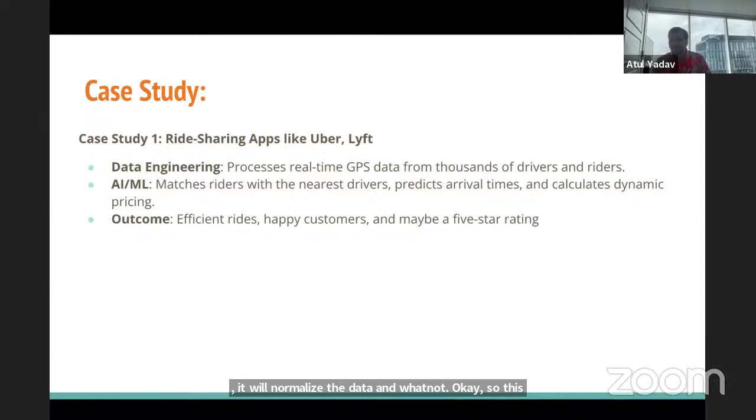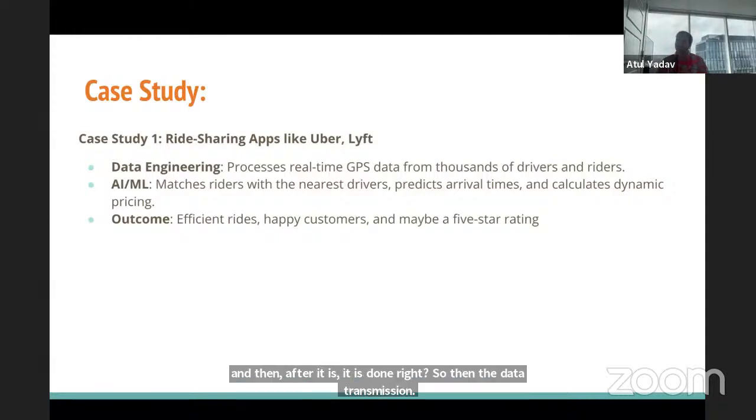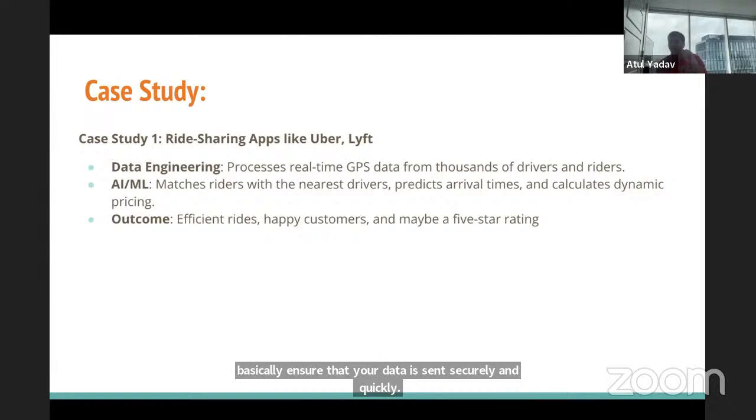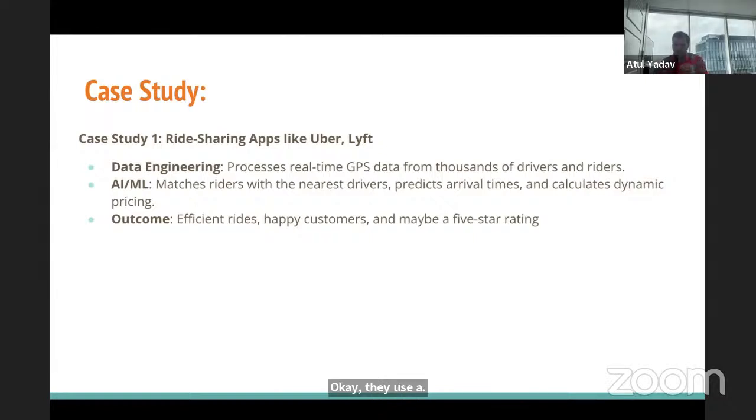Okay, right? And then after it is done, the data transmission happens here in this use case. Okay, so it will basically ensure that your data is sent securely and quickly. Okay, they use an encrypted communication channel. So this is something you guys missed here, right? The data which is moving from one platform to another also has some CI and PI information as well, right?